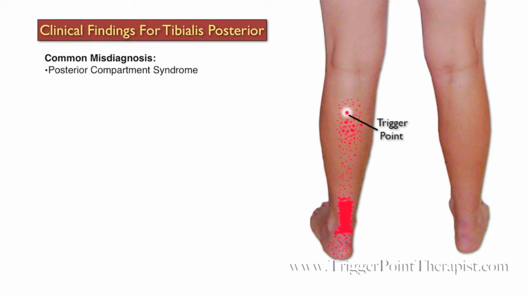Some common misdiagnoses for active trigger points in the tibialis posterior muscle include posterior compartment syndrome, Achilles tendonitis, and shin splints.